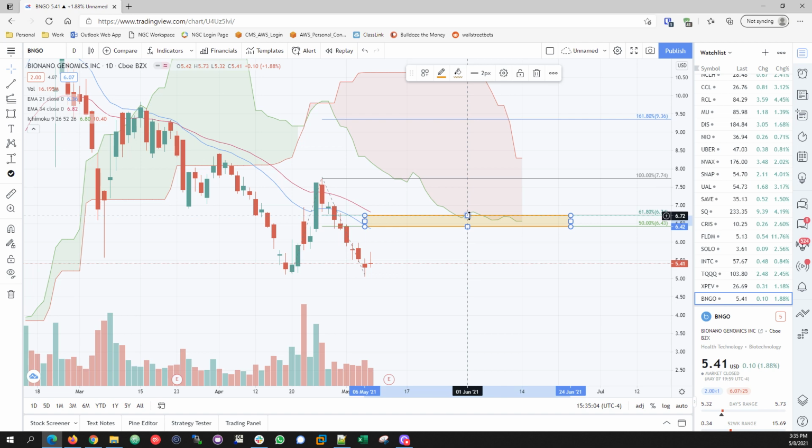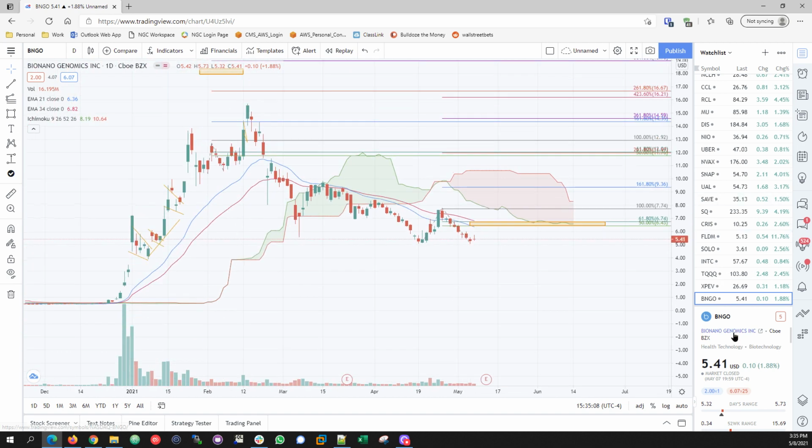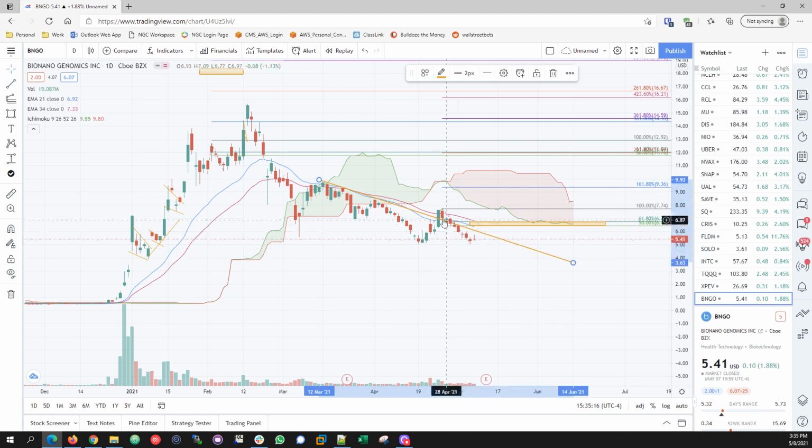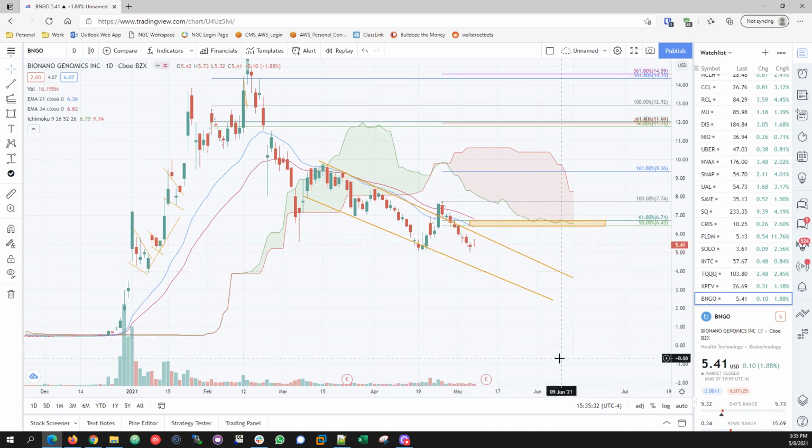Basically the cloud top. When the price is below the cloud, it is on a bearish trend. When can this change? It needs to break, and it was a break, but it was a false breakout of this trend line. And the support seems to be right around here. So there's clearly a pattern going on here.